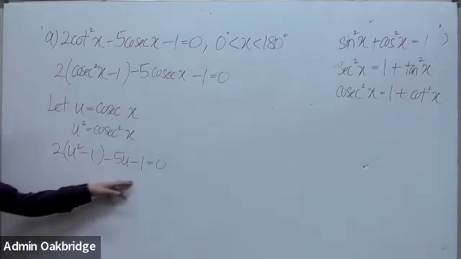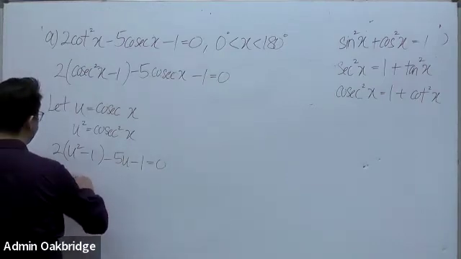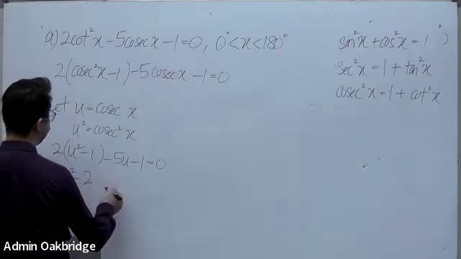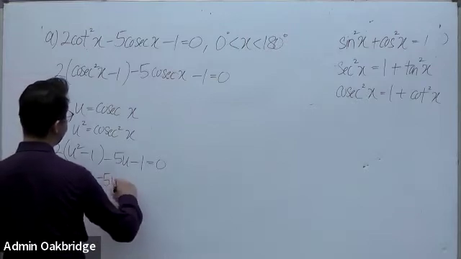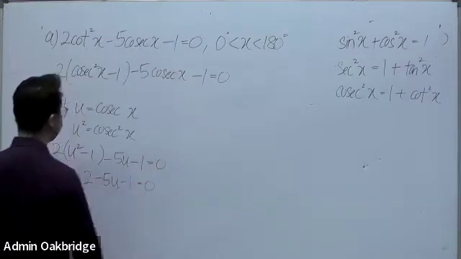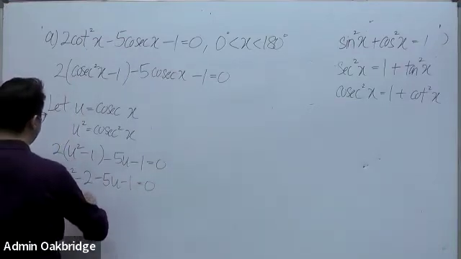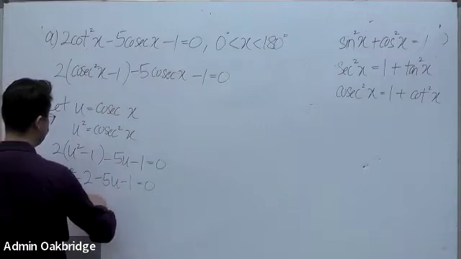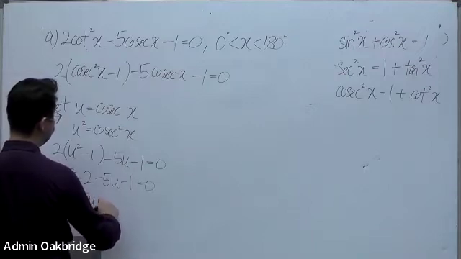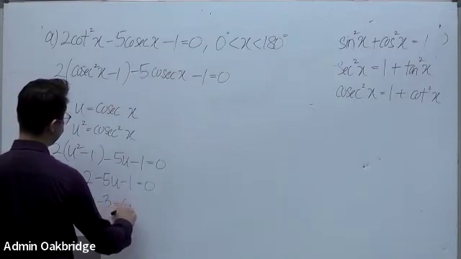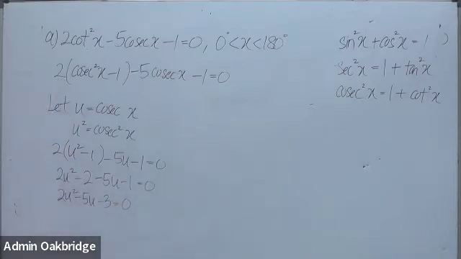And then you can simplify this. It becomes 2u squared minus 2 minus 5u minus 1 equals to 0. So rearrange this one, you have 2u squared minus 5u minus 3 equals to 0. So now we have this quadratic equation in general form. Can we solve this? Can it be factorized? Now you know, right, how to solve this quadratic equation.